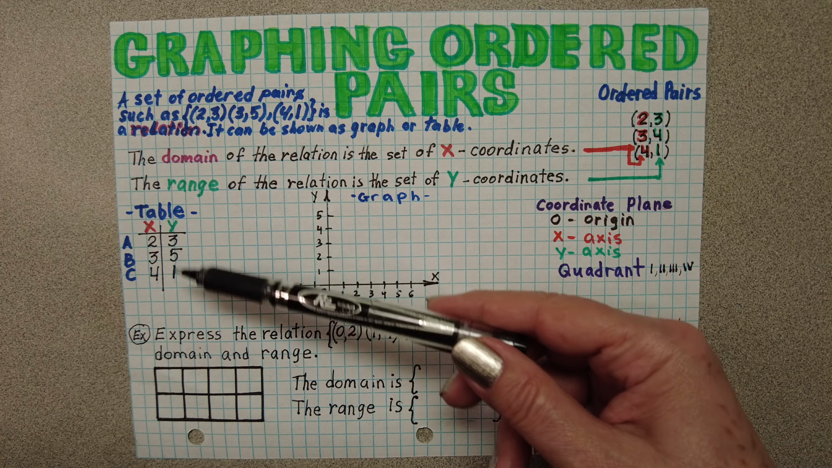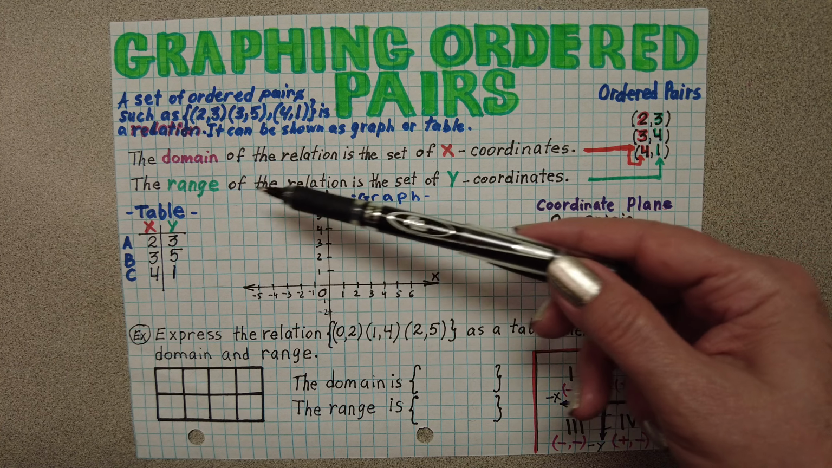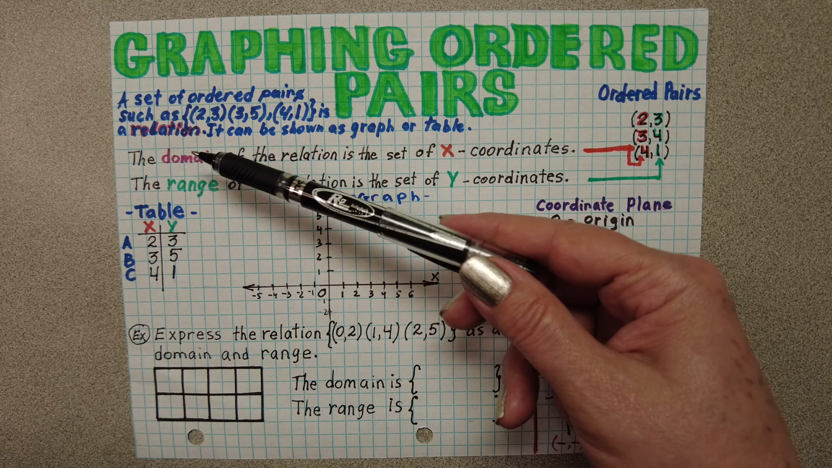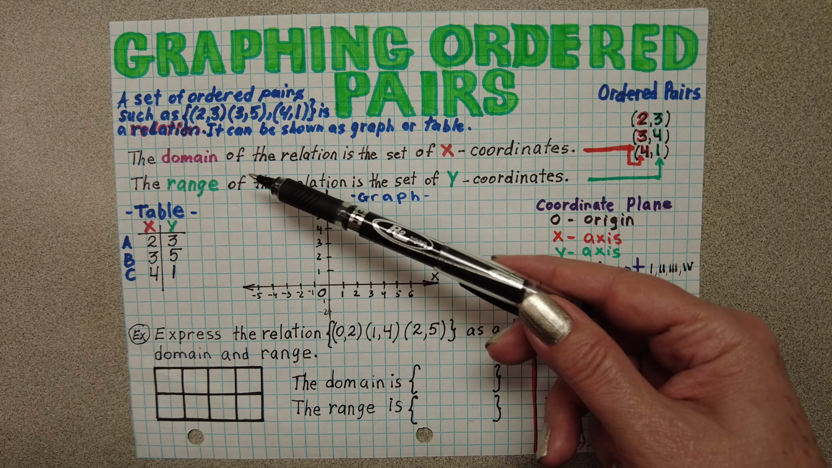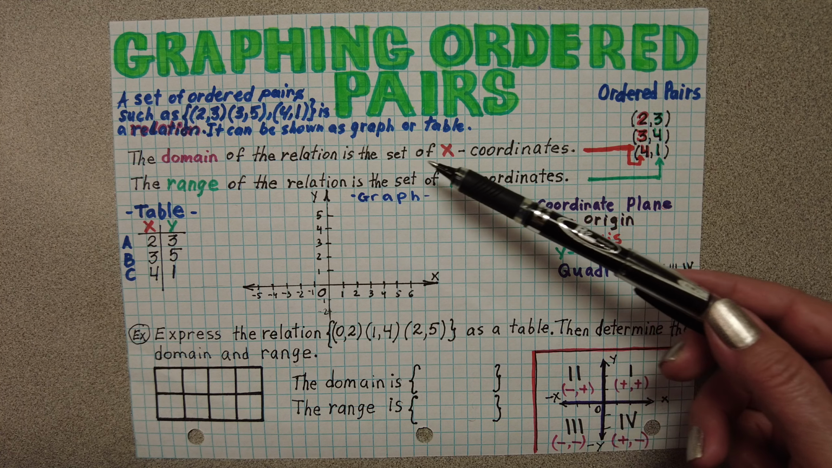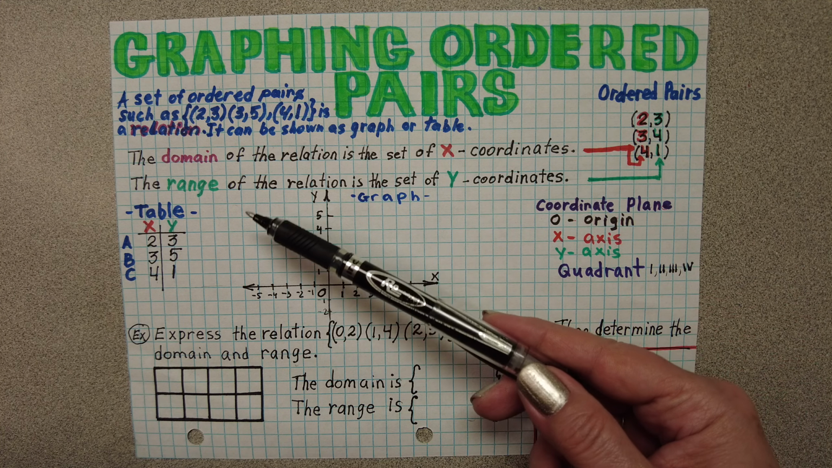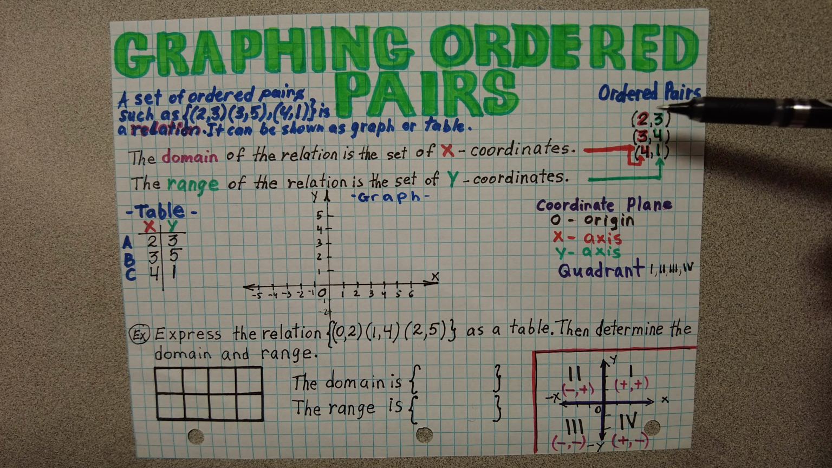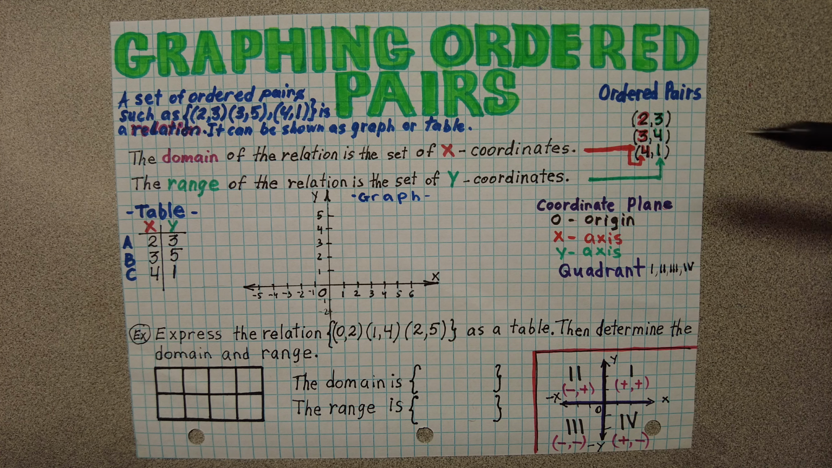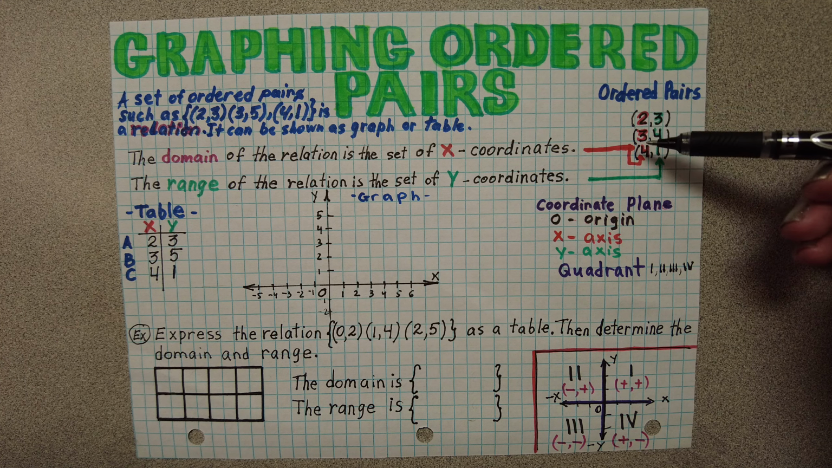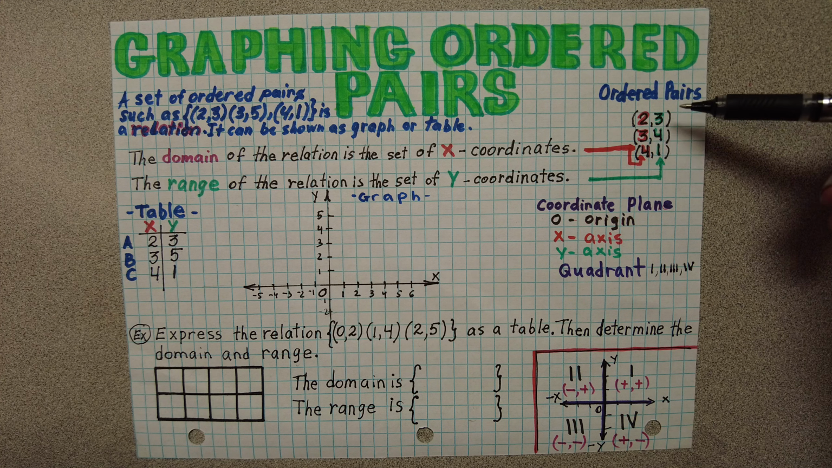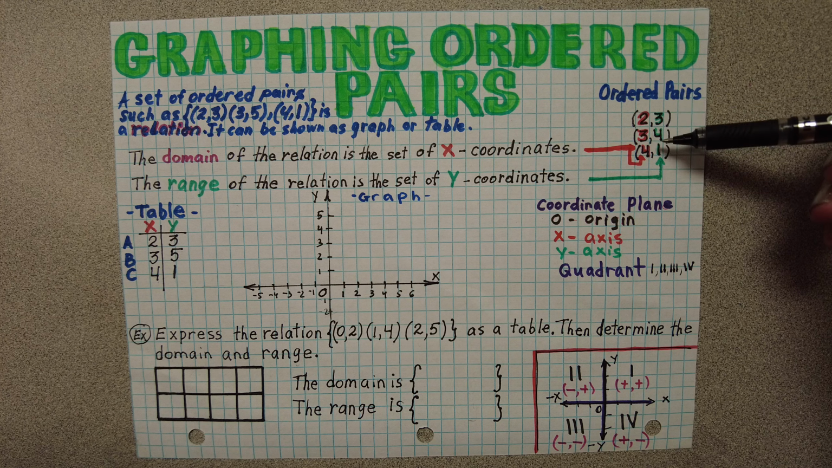So this relation is shown as a graph or table of domain and range. What is domain? The domain of a relation is the set of x coordinates, and the range of the relation is the set of y coordinates. So we write ordered pairs like this. Always remember, x coordinates, domain, comes first. Then y coordinates, which is range, comes second.